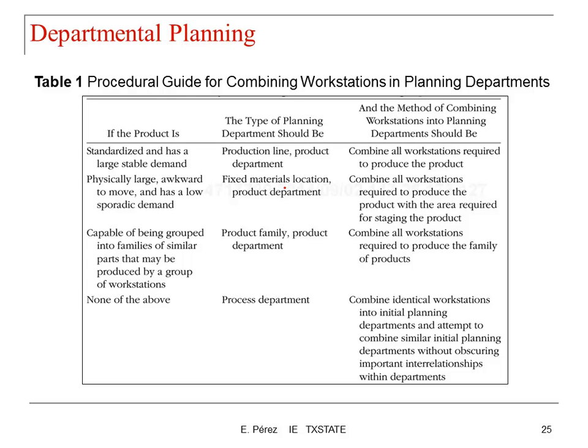But if you have a product that is physically large, hard to move, and has low sporadic demand, let's say an airplane, you can have a fixed material location product department, and you're going to combine all the workstations required to produce the product within the area required for stacking the product. And so on. So you can read through this. This is also a good guideline to help you decide what type of department you need to plan.